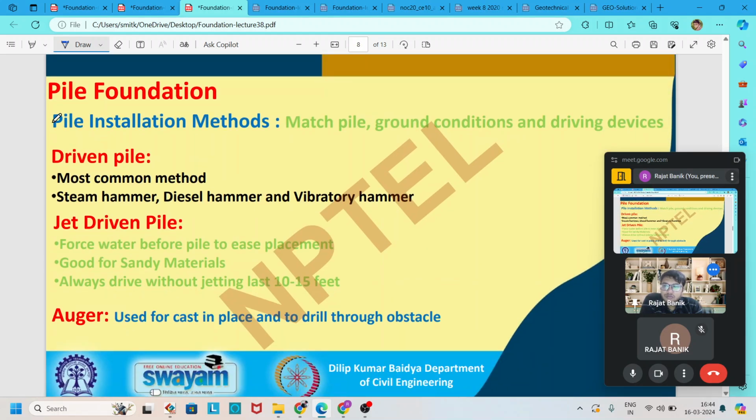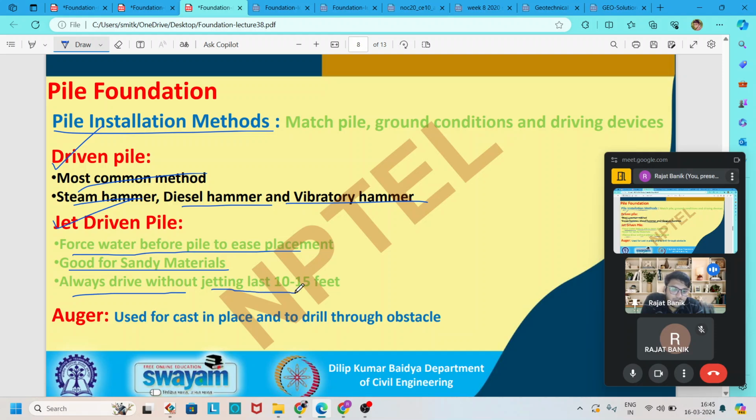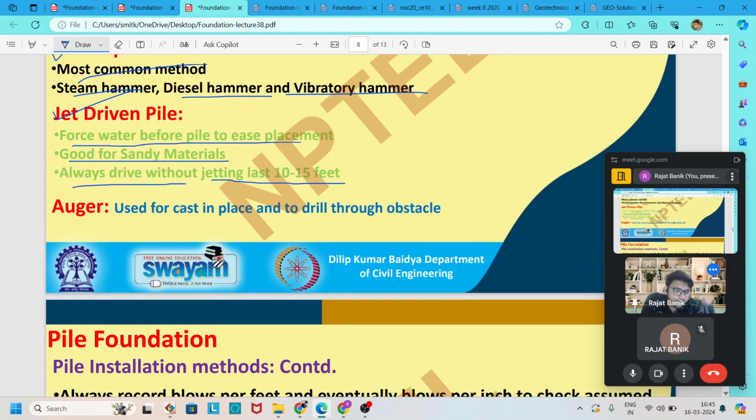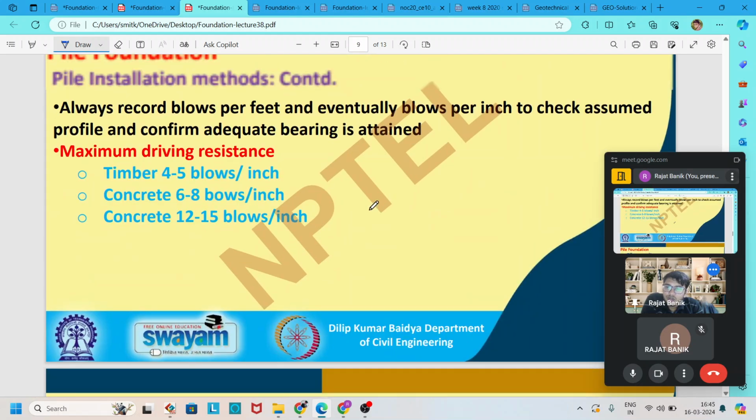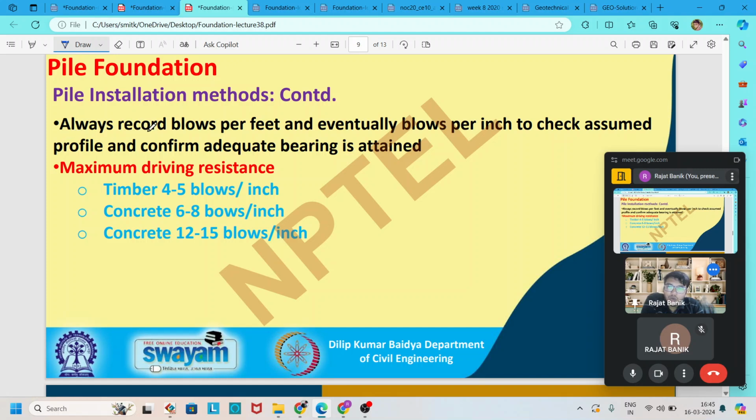So here the installation methods are mostly driven pile, the most common method, where you use steam hammer, diesel hammer, and vibratory hammer. Jet driven pile, where you use forced water before the pile to ease placement, good for sandy material, and always drive without jetting the last 10 to 15 feet. Then auger pile, which is used for cast in place and to drill through obstacles. Always record blows per feet, eventually blows per inch.